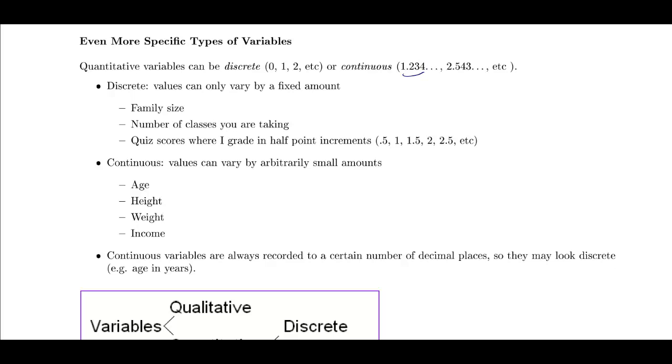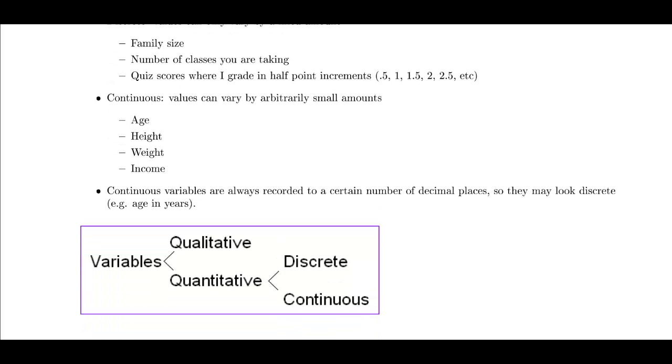Now your continuous variables are always recorded to a certain number of decimal places because we don't like to just write decimals that go on forever. So they may look discrete. So again, your age in years, you might report that you're 20 or 21 or 22, but really you're 20 years, 3 months, 5 days, 2 minutes, etc. So our flow chart, so you can keep track of it, is variables can be either qualitative or quantitative. Qualitative just means words or categories. Quantitative means numbers. And then the numerical variables, quantitative, can be discrete or continuous.